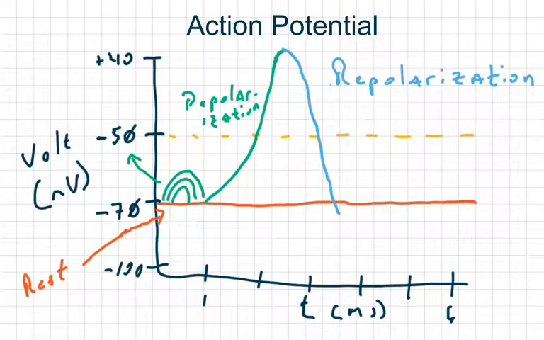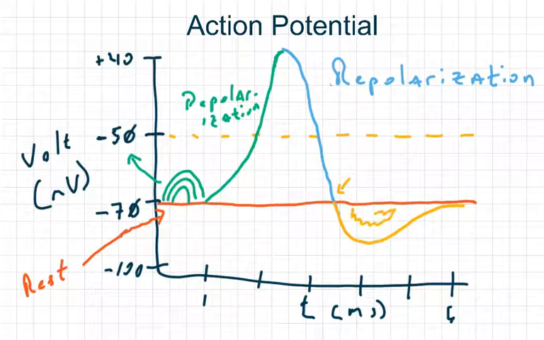Now, on the other side of this, once it reaches beyond its original resting potential of -70 millivolts, the neuron actually becomes a little more negative than it should. And it takes time to reach back up to that resting potential of -70 millivolts. And so this section here in yellow, this is termed the refractory period.